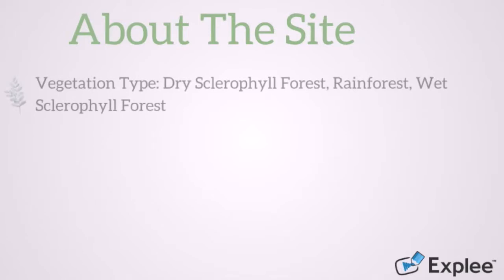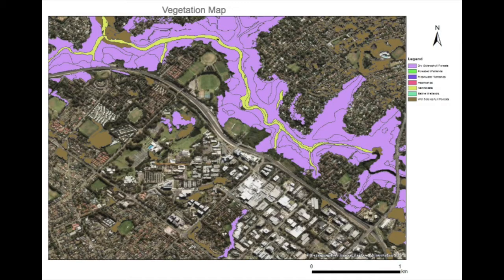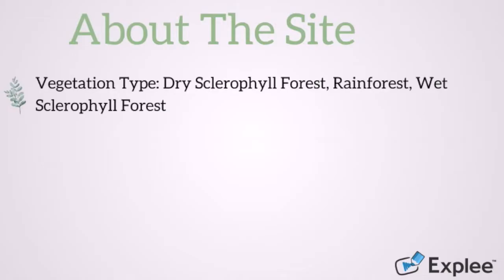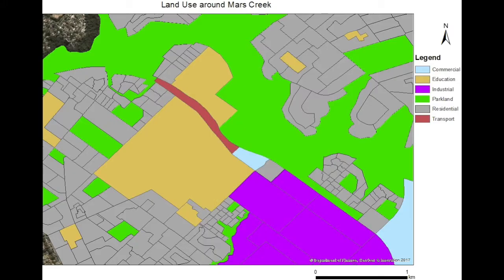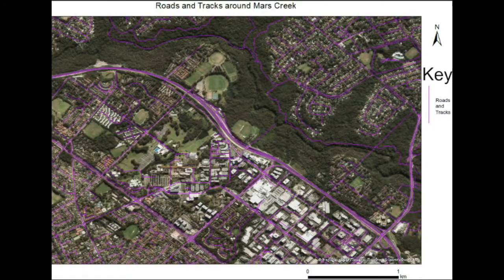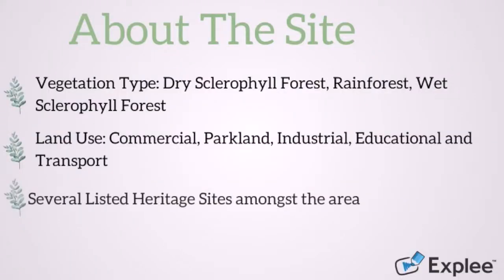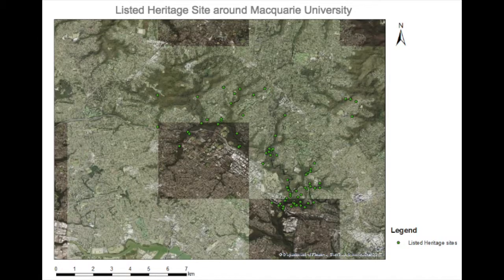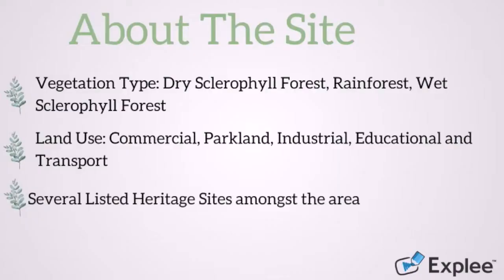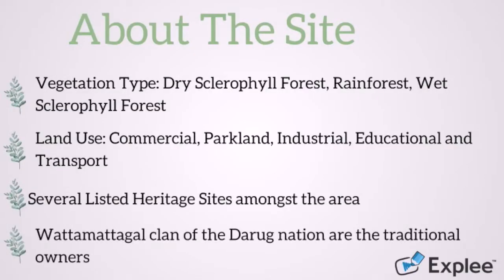Vegetation types around the site include dry and wet sclerophyll forest and rainforest. There are multiple land uses including commercial, parkland, industrial, educational and transport, with various roads and tracks around the Mars Creek area. The site also includes several listed heritage sites. It is important to note that there are Indigenous stakeholders around the Mars Creek area.